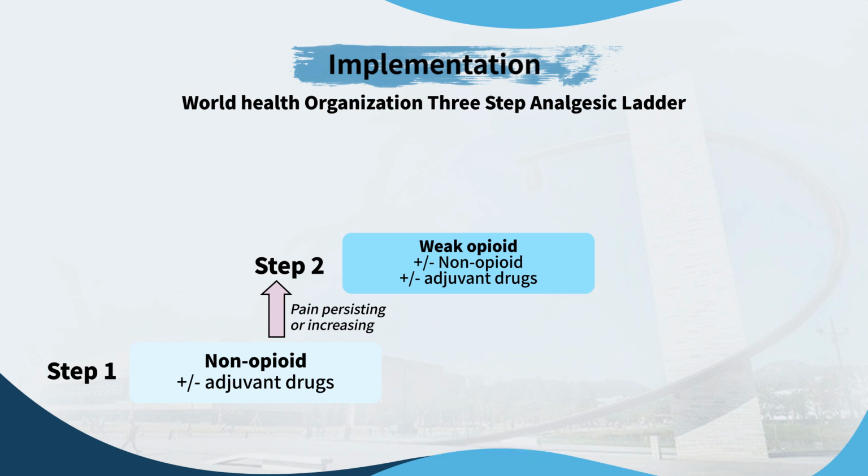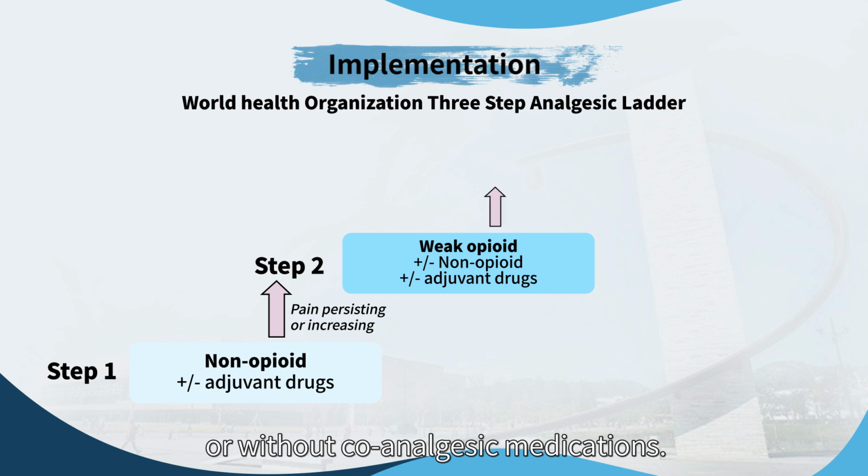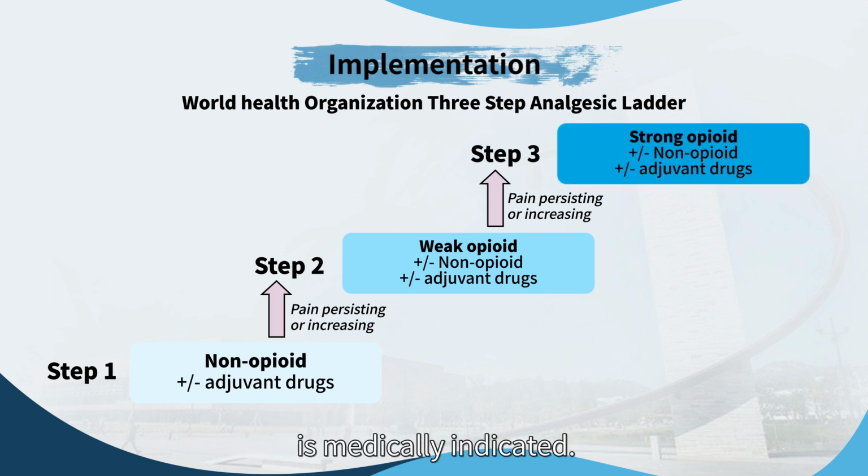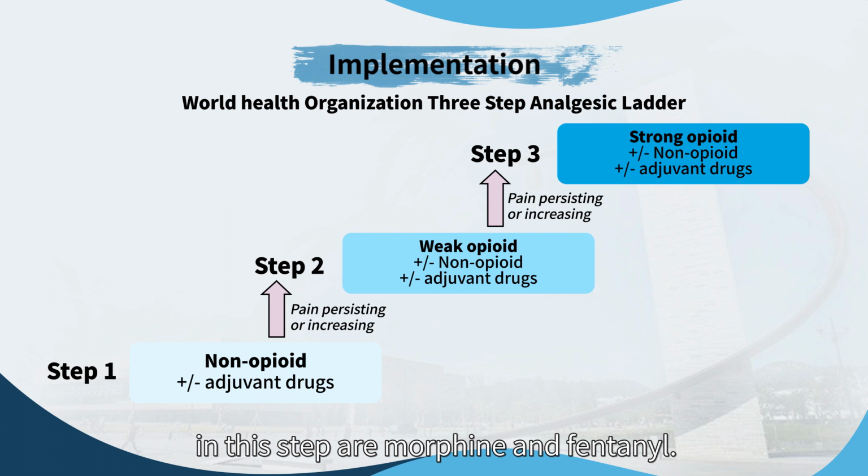At the second step, an opioid for moderate pain. Representative medicines are codeine and tramadol, or a combination of opioid and non-opioid drugs are provided with or without cholinergic medications. If the intensity of pain increases, then a Step 3 schedule is medically indicated. At the third step, an opioid for severe pain is titrated in around-the-clock scheduled doses until the pain is relieved. The representative medicines in this step are morphine and fentanyl.